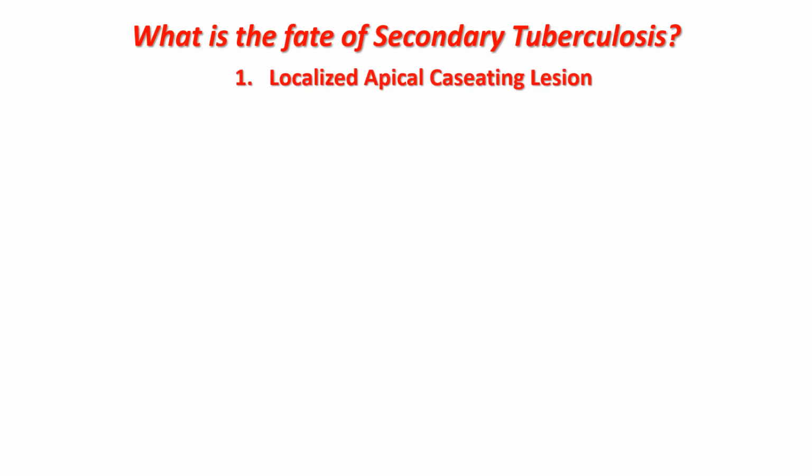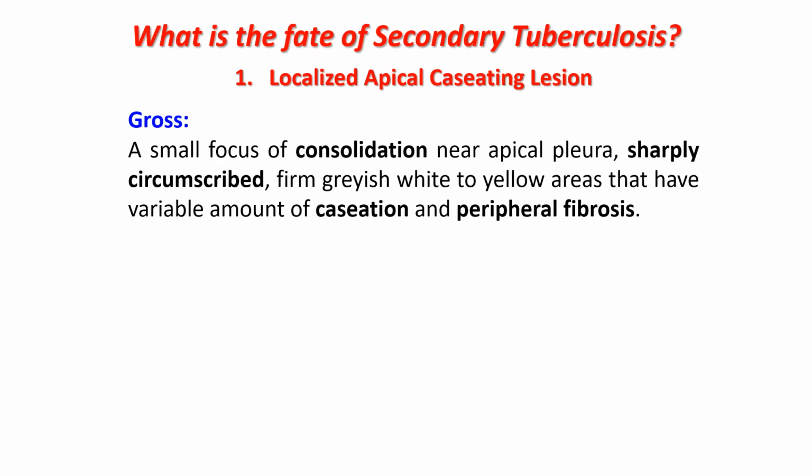First, localized apical caseating lesion. Grossly, it will be a small focus of consolidation near the apex of the upper lobe, in the pleural phase. It is a sharply demarcated, firm consolidation, a solid area like Ghon's focus, but in the apex of the upper lobe, and it will undergo caseation rapidly with peripheral fibrosis.